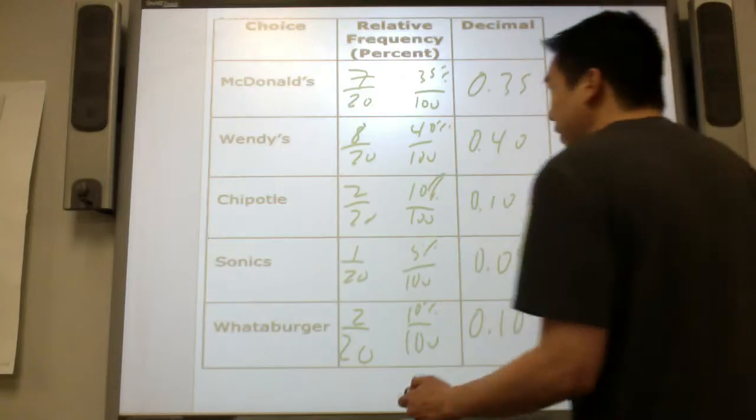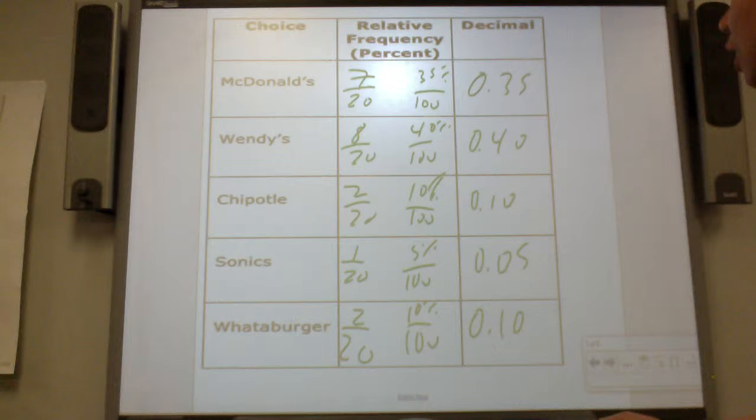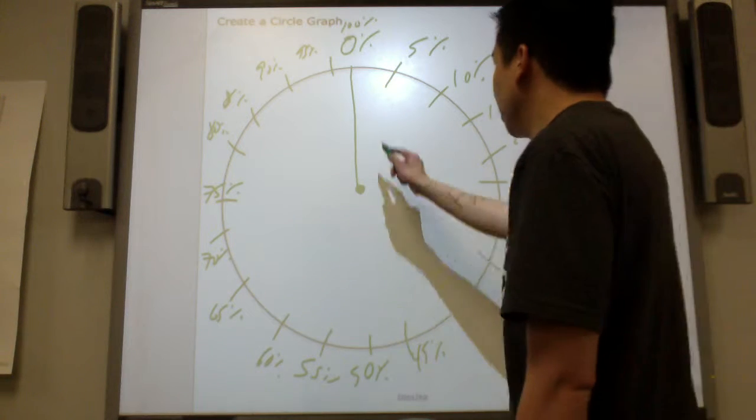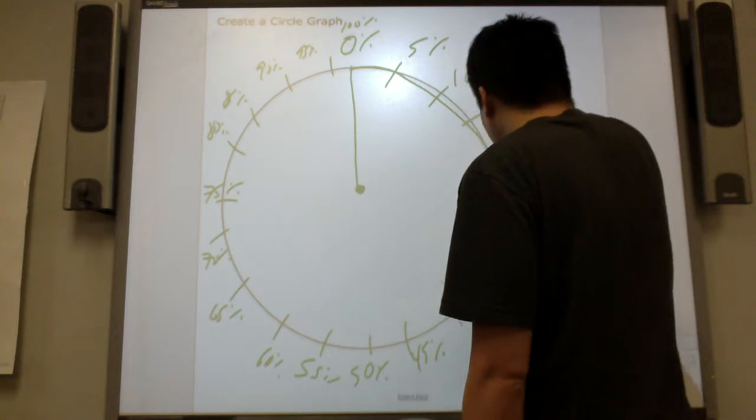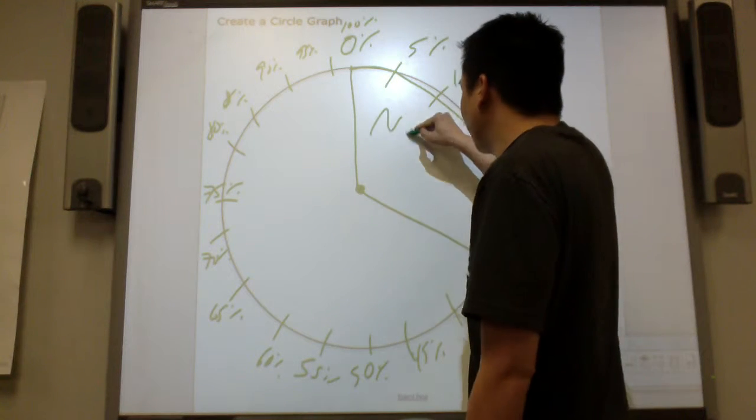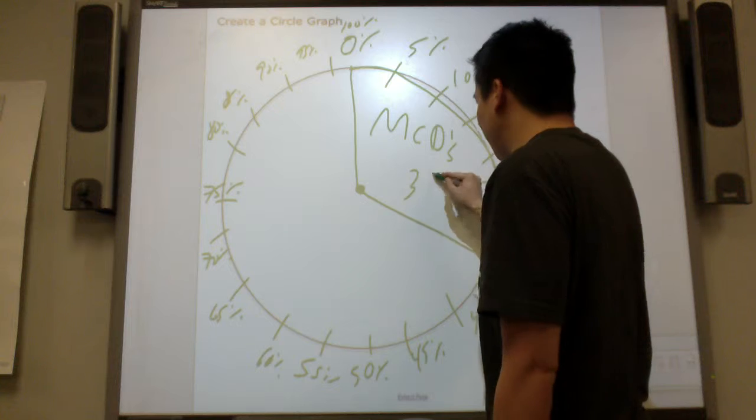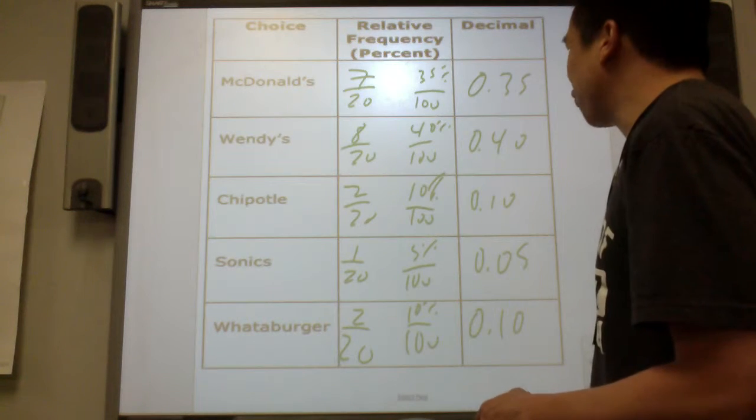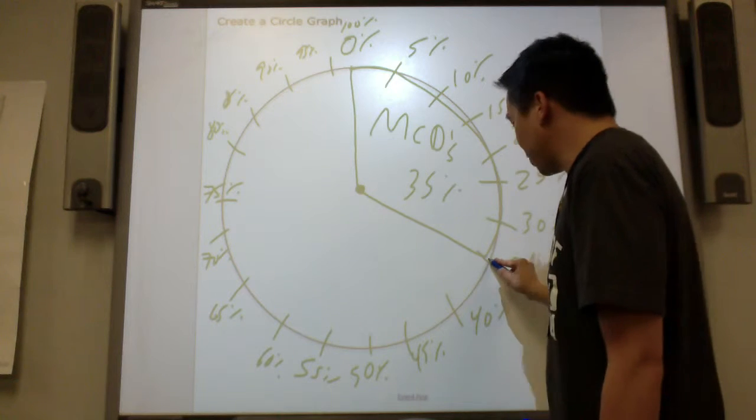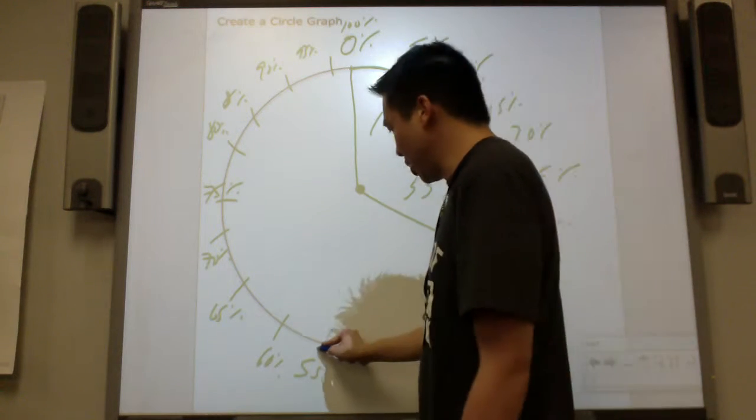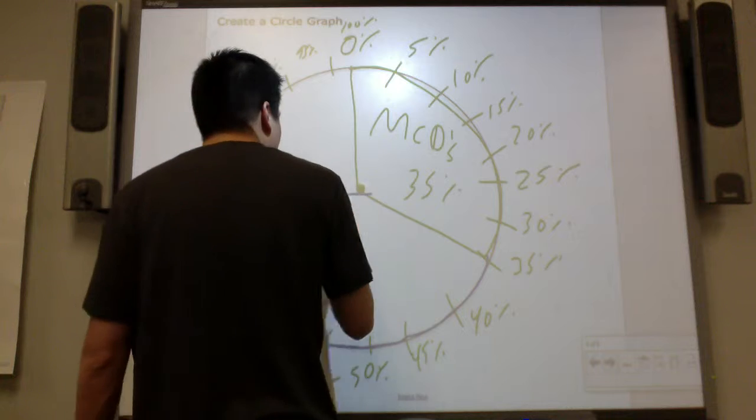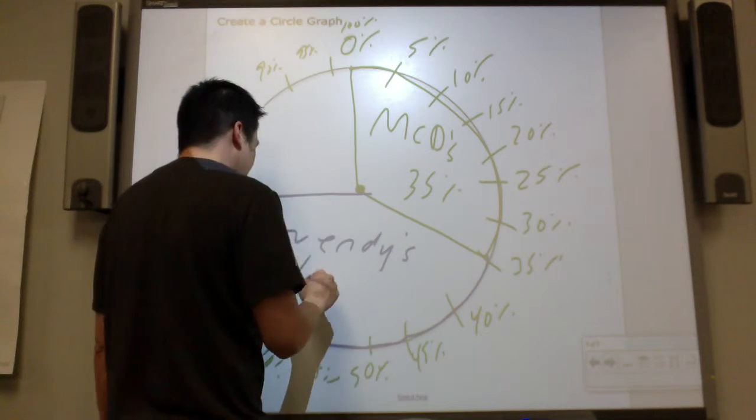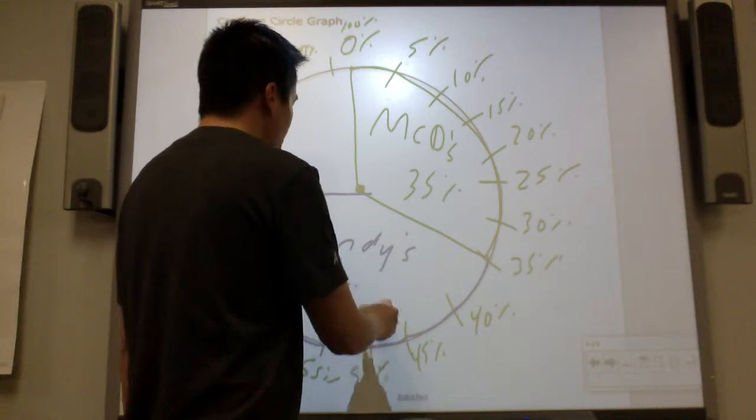So in this survey, out of 100% of the 100 parts, 35% belong to McDonald's. So you start at 0, you go all the way to 35% right here. So all of this is Mickey D's, 35%. Taking out another color, Wendy's is 40%. So 40%: 5, 10, 15, 20, 25, 30, 35, 40%. 40% is Wendy's, one of my favorite fast food places. They make the best chocolate dairy dessert.